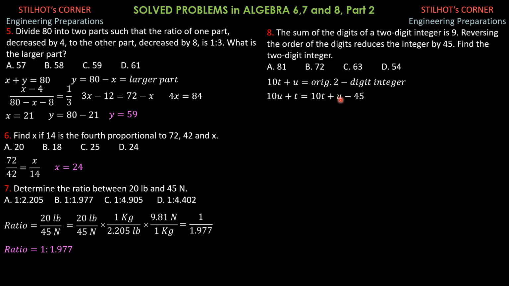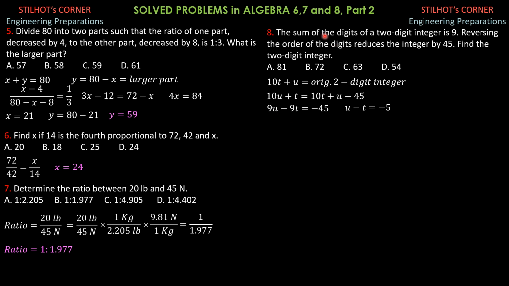10u minus u is 9u. t minus 10t is negative 9t. So 9u minus 9t equals negative 45. Divide everything by 9. So u minus t equals negative 5.